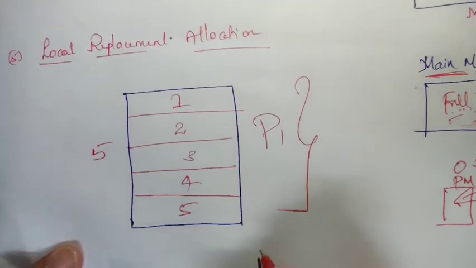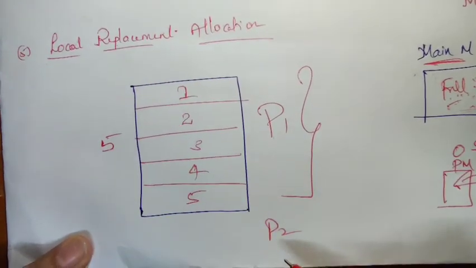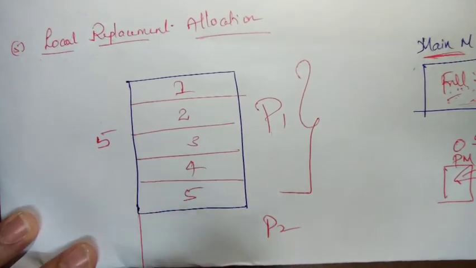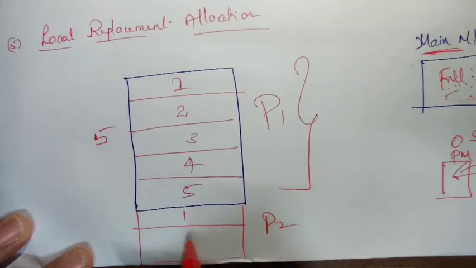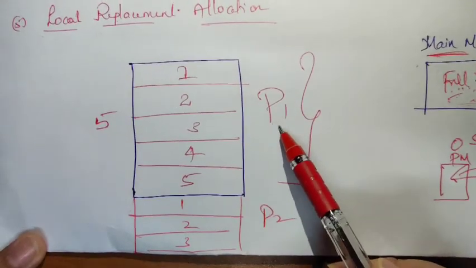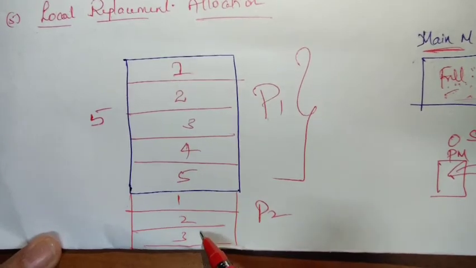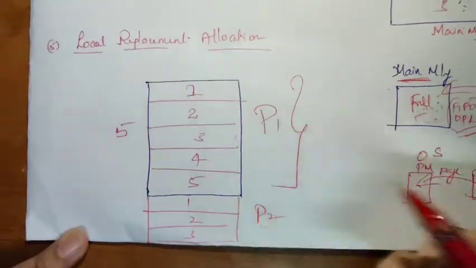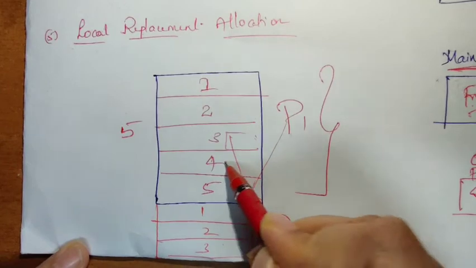For example, in the last example that I explained, we can use the process P1 frames as well as the process P2 frames simultaneously, but here it's not possible in case of the local replacement allocation. So this is your process P2. It consists of 3 frames, for example. So one process cannot take the frames from another process. P1 cannot take the frames from the P2 process, as well as P2 cannot take the frames from the process P1. It's not possible.